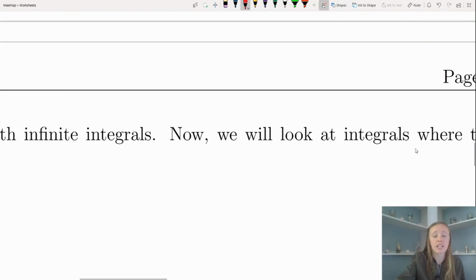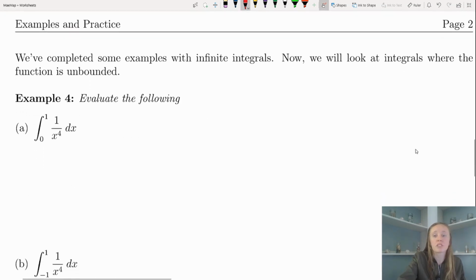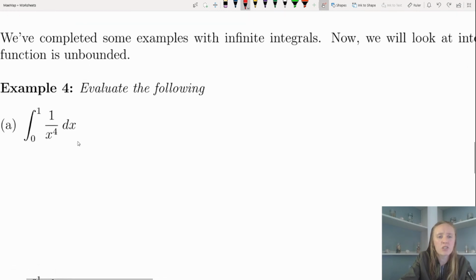Let's move on to the second page. We've completed some examples with infinite intervals. Now we're going to look at integrals where the function is unbounded. So looking at A again, it looks pretty familiar, except this time we're going from 0 to 1. Let's go ahead and zoom in.